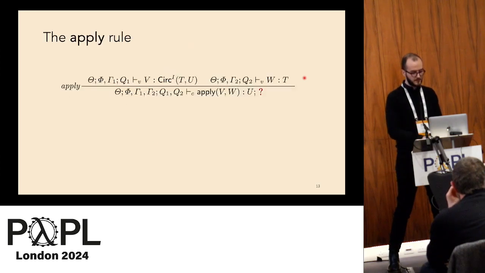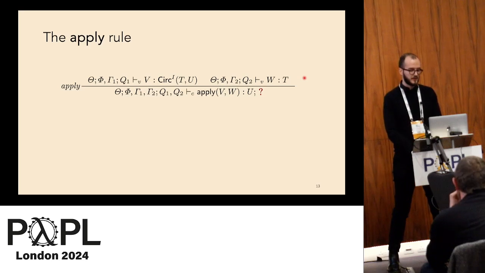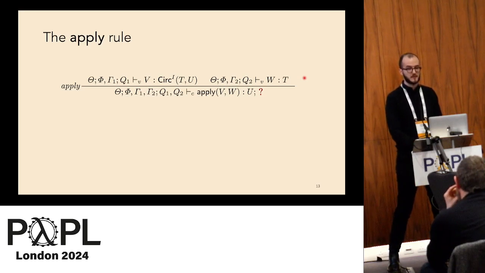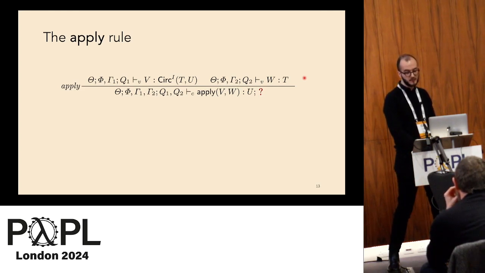Okay, so let's see some interesting rules of the system. Apply is the most basic rule. From the typing perspective, that's pretty straightforward. If we apply V of input type T and output type U to a value W of type T, we get a result of type U.